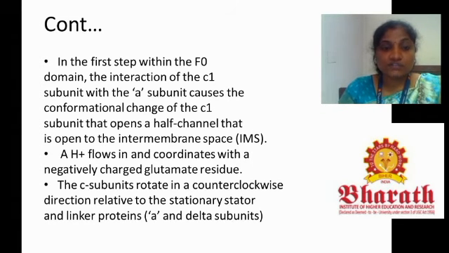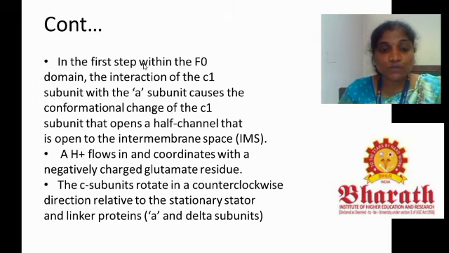So now we are going to see the mechanism of ATP synthase. In the first step, within the F0 domain, the interaction of the C1 subunit with the A subunit causes a conformational change of the C1 subunit. This C1 subunit will open a half channel that is open to the intermembrane space. So this is the first step.